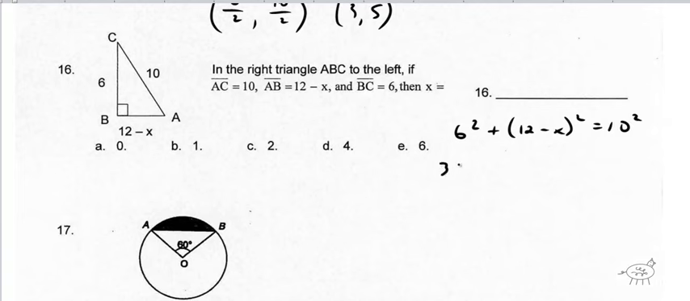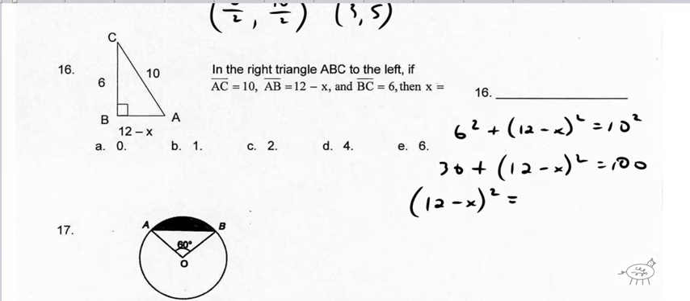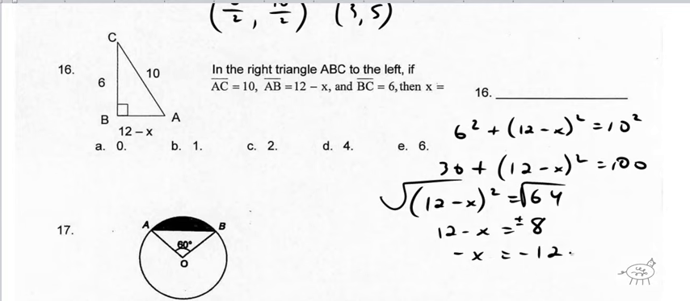So we get 36 plus... I'm not going to multiply the 12 minus x out, because I think it makes it a little more complicated. I'm just going to leave it as 12 minus x quantity squared. I subtract 36 and I wind up getting 12 minus x squared equals 64. Take the square root of both sides, so 12 minus x equals plus or minus 8. So I get negative x equals negative 12 plus or minus 8.